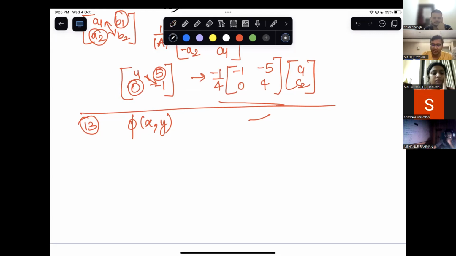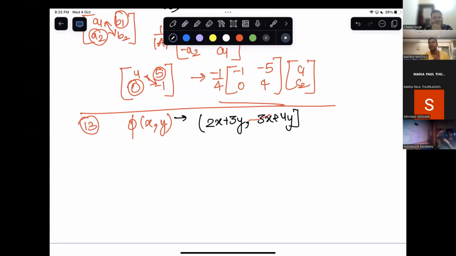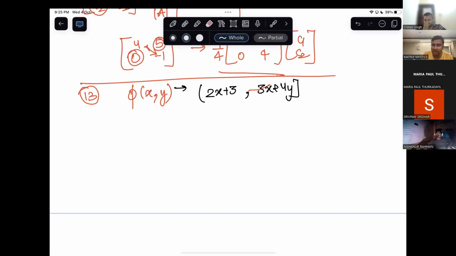Phi of x, y changes x to 2x plus 3y, comma, and 3x plus 4y. So what basically is done is x changes to 2x plus 3y, and y changes to 3x plus 4y. There is also a graphical approach linked to this concept, where the inverse originated from, but we are saving the best for the last. For the time being, basic observation: how can we achieve 2x plus 3y from x?